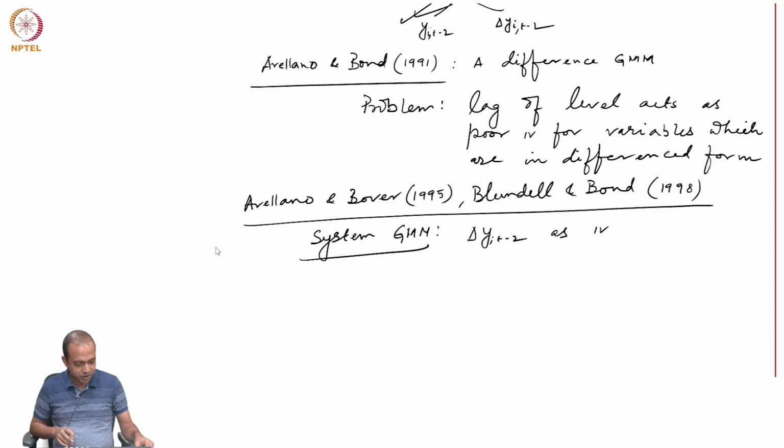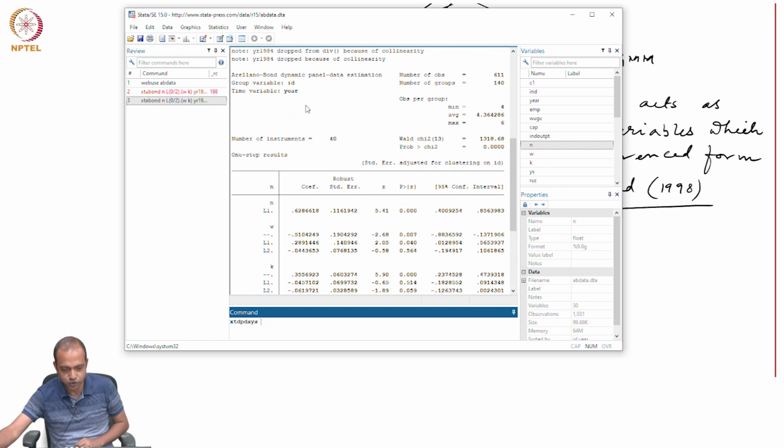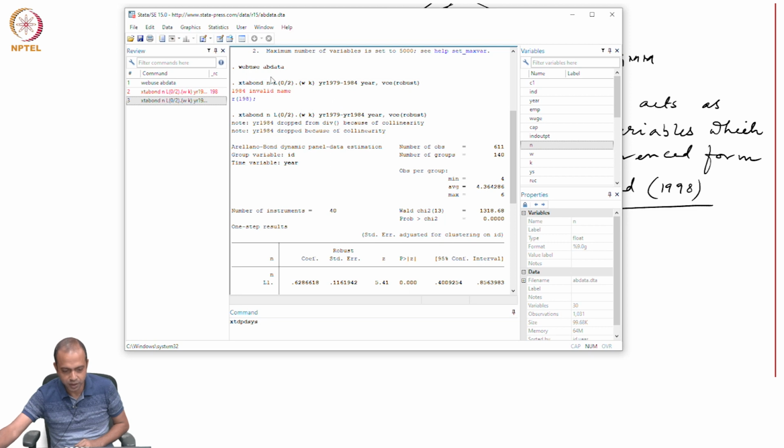So, once again with the same variables, if we use system GMM, then to estimate system GMM, the command to use is xtdpd sys. xtdpd is for dynamic panel data models and sys for system GMM. So, totally xtdpd sys, and then we have the same command that we have used earlier. So, that means I can put this part of my command here.